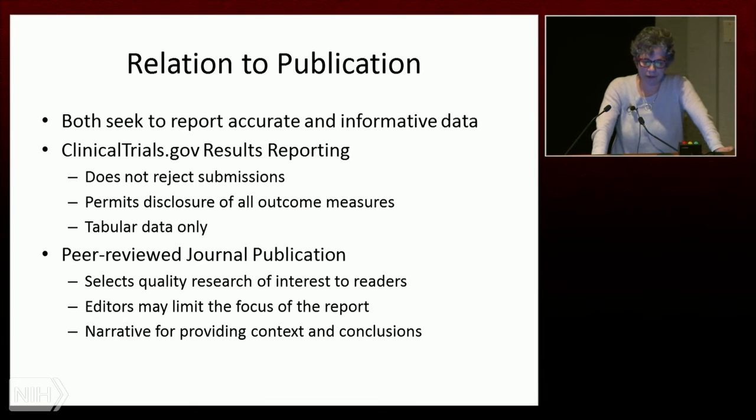Both ClinicalTrials.gov reporting and journals seek to report accurate and informative information. ClinicalTrials.gov reporting does not reject submissions. We don't reject based on whether or not the trial was a valid trial, an interesting trial, or anything else about the actual trial. We permit disclosure of all outcome measures, in fact require it, and we only have tabular data with minimal narrative. Peer-reviewed journal publications select quality research that's of interest to the readers, so they might reject an article because the trial was not interesting or they think there was something fundamentally flawed about the trial design. Editors may limit the focus of the report to only certain outcome measures, and there's narrative for providing context and conclusions.